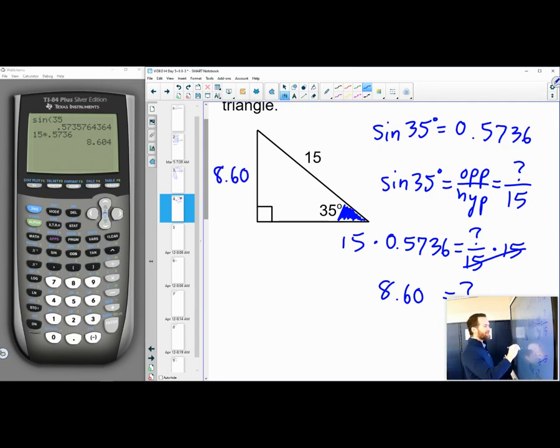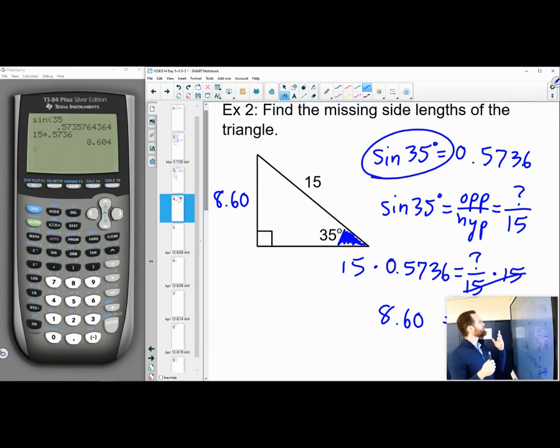And then to find this missing side, obviously we would just use the Pythagorean theorem. I'm not going to waste your time going through all that, because the key part of this example was learning that we can look up whatever sine, cosine, or tangent is for any angle using a graphing calculator or any type of scientific calculator.